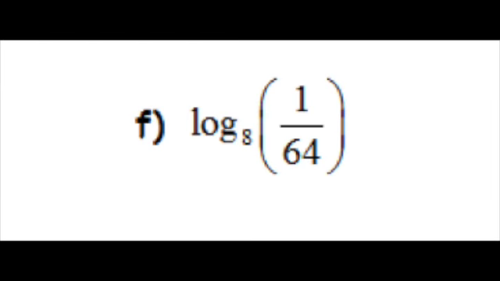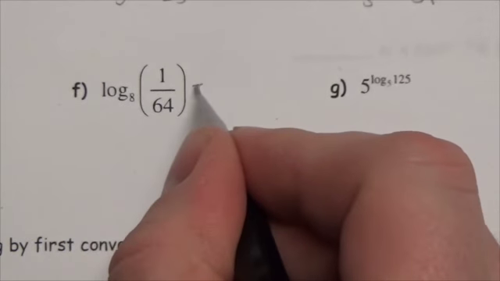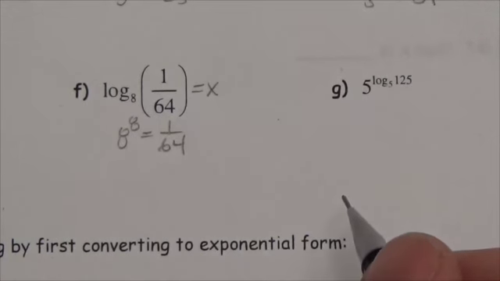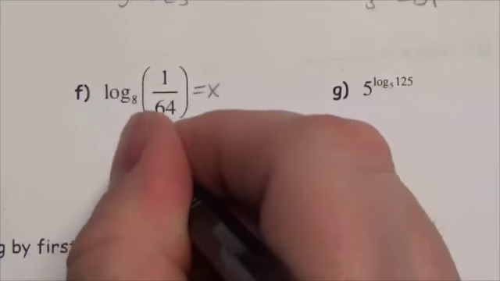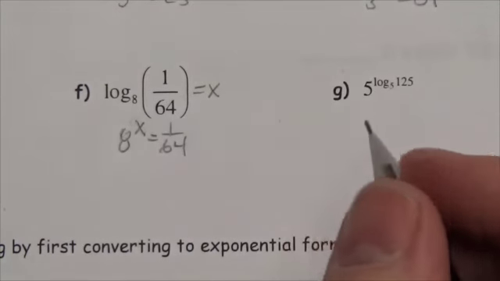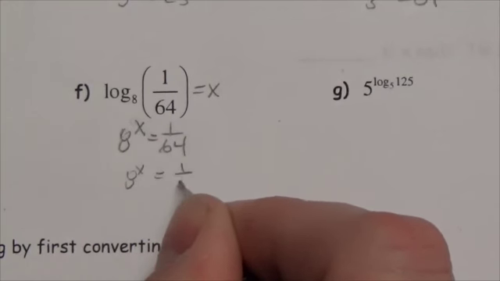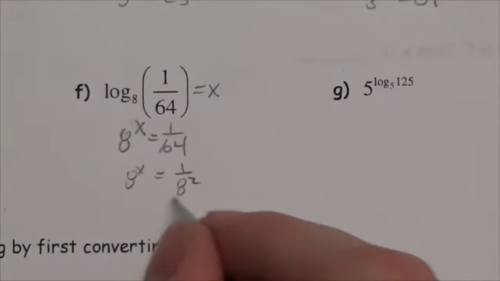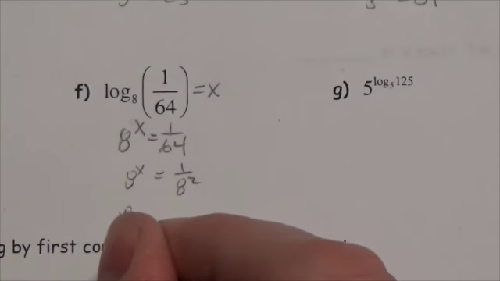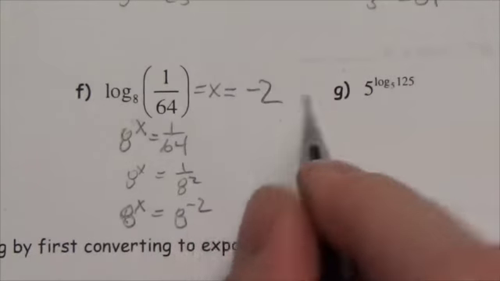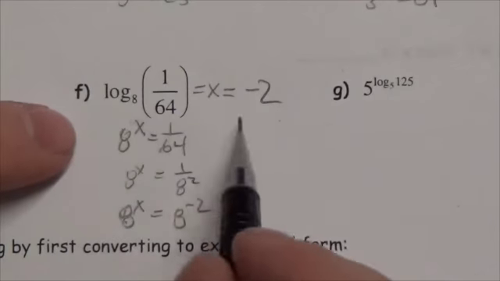Log base 8 of 1 over 64. Okay, so there's a little bit more going on in this particular problem here. So let's set this one equal to x here. I know that 8 to the x is going to equal 1 over 64. Sorry, I meant 8 to the x equals 1 over 64, not 8 to the 8. 64 is going to be 1 over 8 squared. And then I got to get that up from the denominator, so 8 to the x is going to equal 8 to the negative 2. So that means that my exponent here, the value of this logarithm must be negative 2.